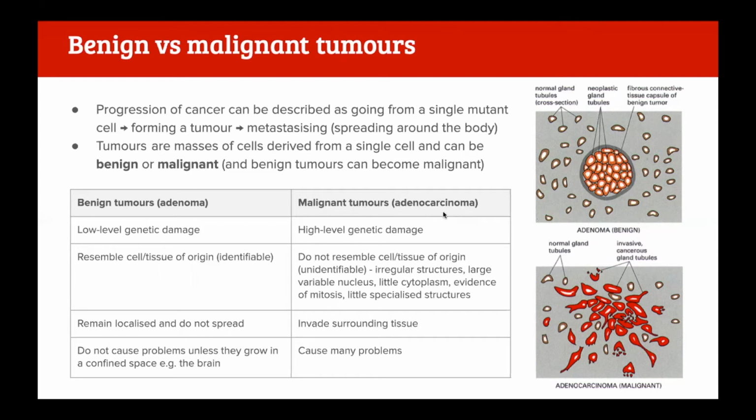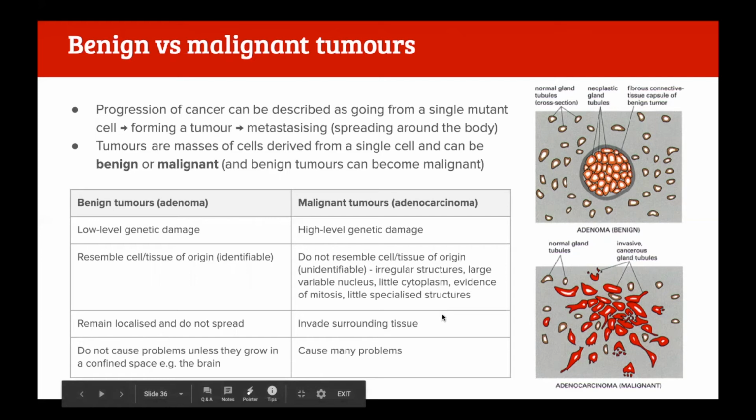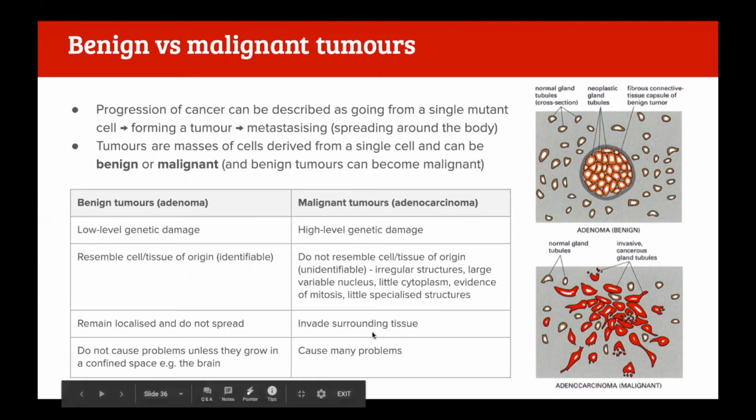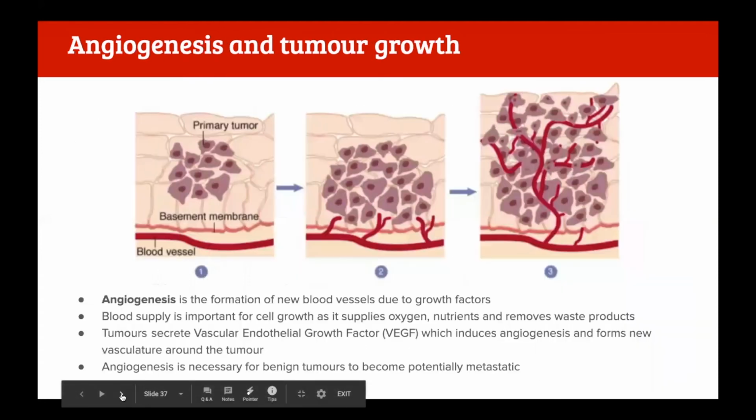Malignant tumors are what we call adenocarcinomas. They represent a high level of genetic damage, and they're usually unidentifiable, so they don't resemble the cell or tissue of origin because they've mutated so much that they've developed irregular structures, large nucleus, little cytoplasm, etc. Malignant tumors will invade surrounding tissue and cause many problems, so they will spread. You can see just an image here, the difference between benign and malignant.